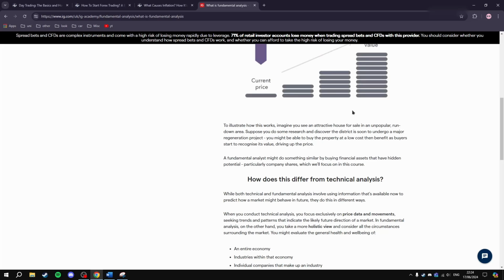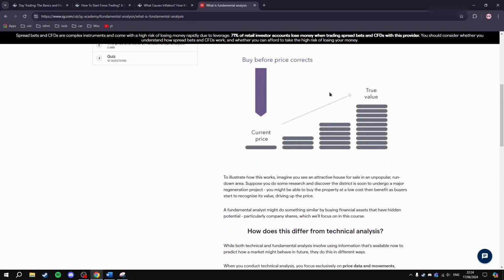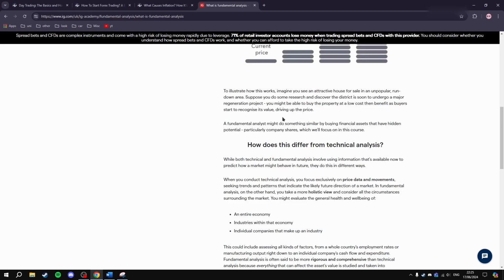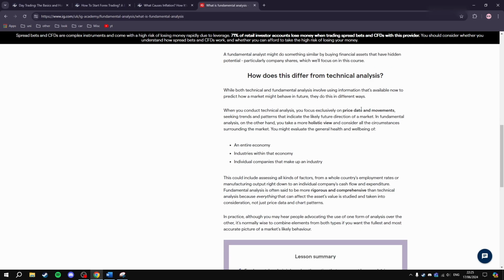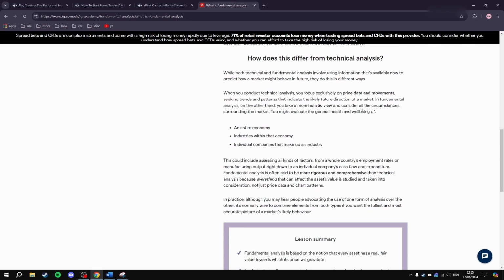To illustrate how this works, imagine you see an attractive house for sale in an unpopular, rundown area. Suppose you do some research and discover the district is soon to undergo a major regeneration project. You might be able to buy the property at low cost, then benefit as buyers start to recognize its value, driving up the price. A fundamental analyst might do something similar by buying financial assets that have hidden potential, particularly company shares, which we will focus on in this course.